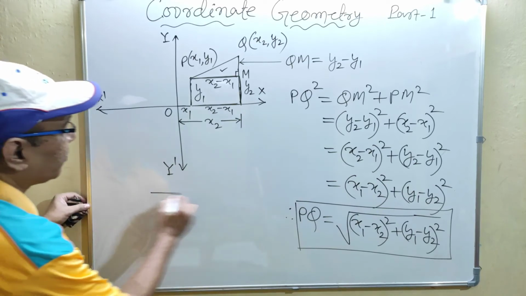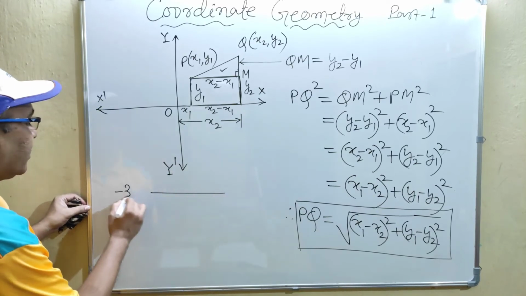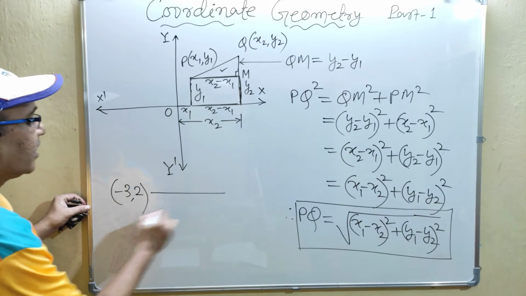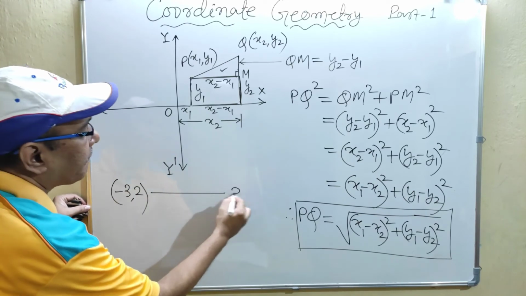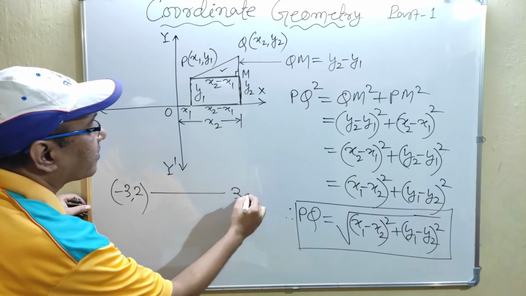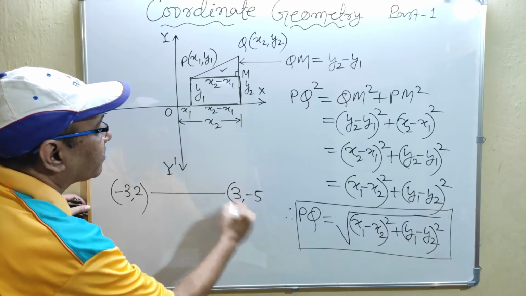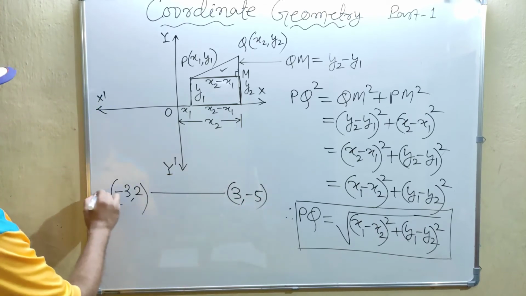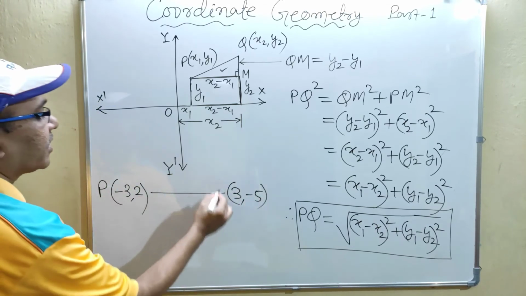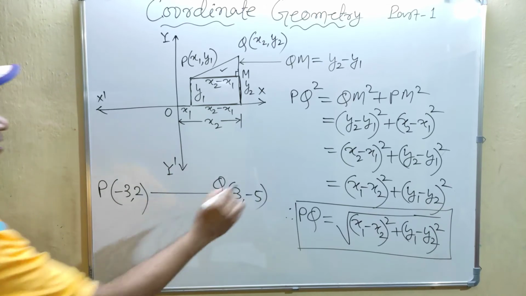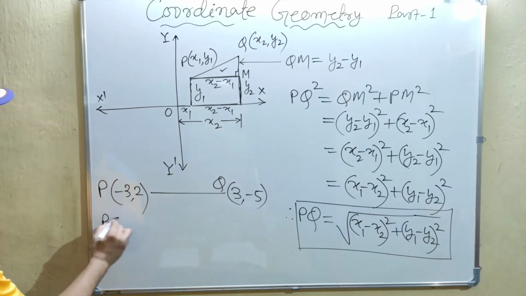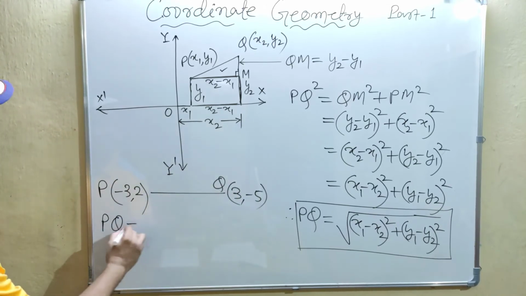Suppose there is a point (-3, 2) and there is a point (3, -5). This point is suppose P, this point is suppose Q. Let us find distance PQ. What will be the distance between these 2 points?